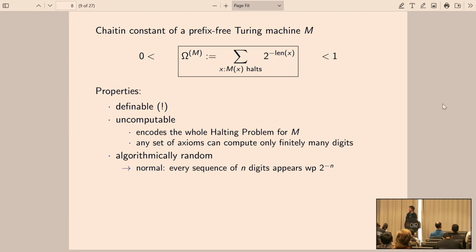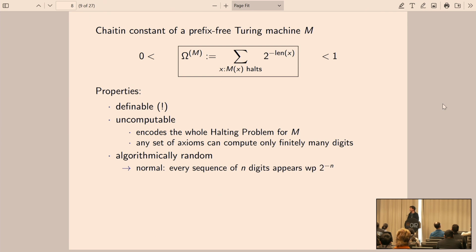It's a sum over bit strings such that the Turing machine halts on the bit strings. And whenever it does halt, you add this 1 over 2 to the power of the length of the bit string. And this prefix-free condition means that this sum converges to a number between 0 and 1. And so we can sort of think about this as the probability that this Turing machine will halt on a random input. And actually, because we're defining it with respect to a Turing machine, this isn't really a single number, it's a family of numbers. And it has some quite interesting properties.